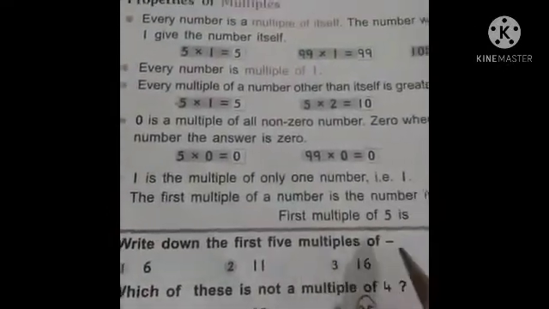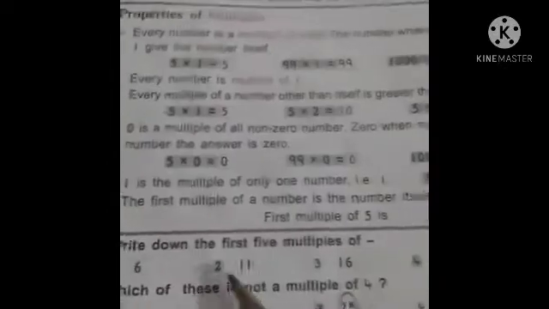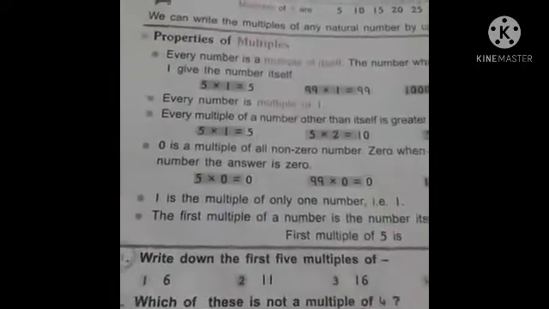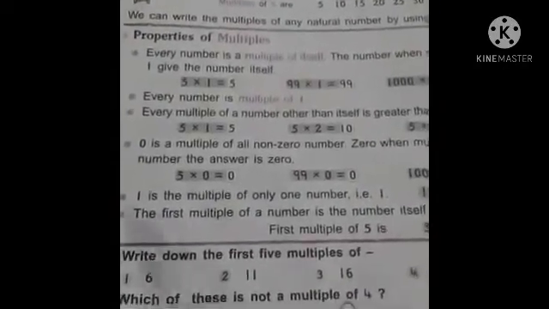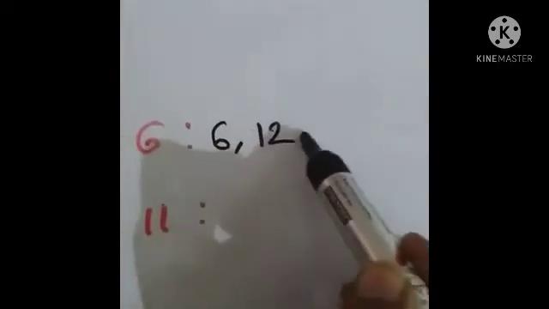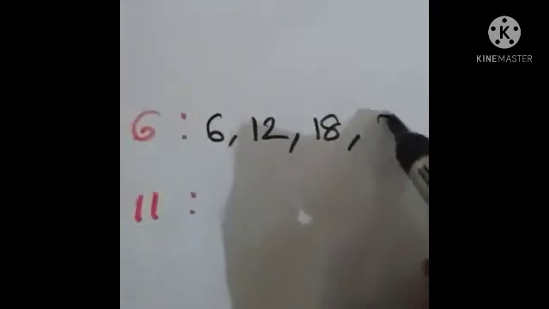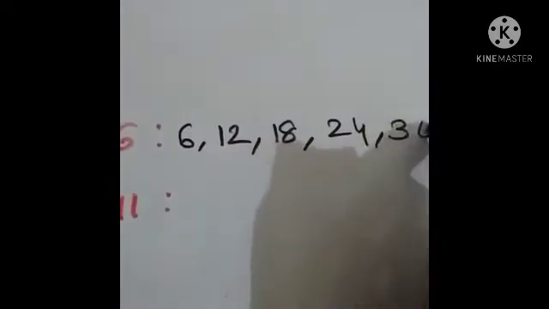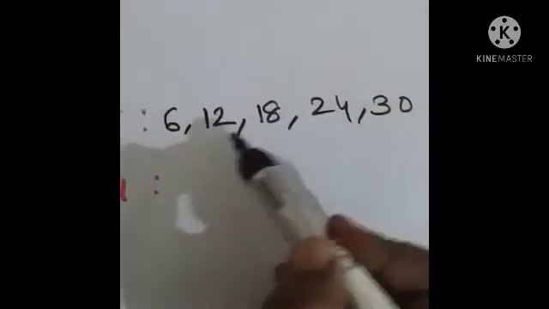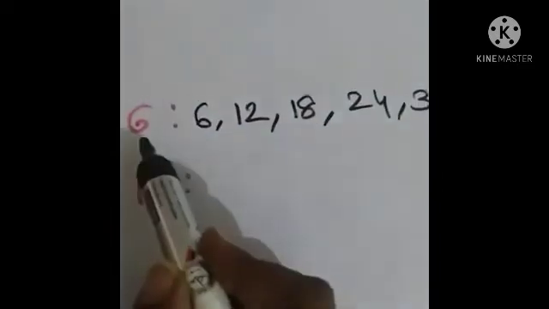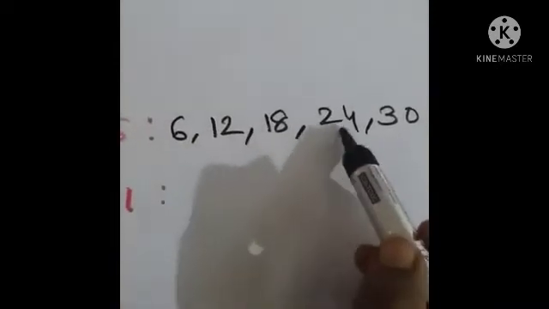Write down the first 5 multiples of the given numbers: 6, 11, 16, 21 and 25. Now let us discuss 6 and 11. They are asking only the first 5 multiples of the given numbers. Whatever the number may be, first 5 multiples only we have to write. 6 table, do you know? 6 1s are 6, 6 2s are 12, 6 3s are 18, 6 4s are 24, 6 5s are 30. These are the first 5 multiples of the given number: 6, 12, 18, 24, 30.